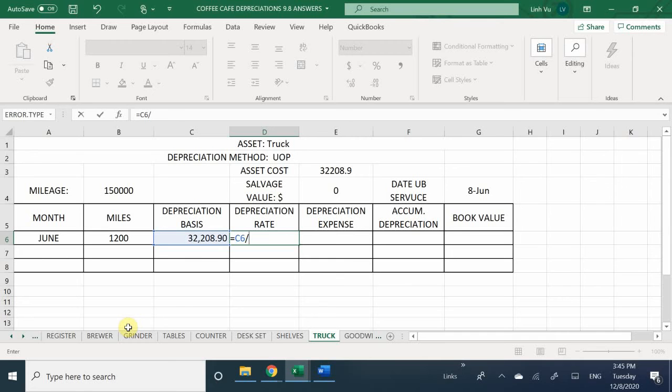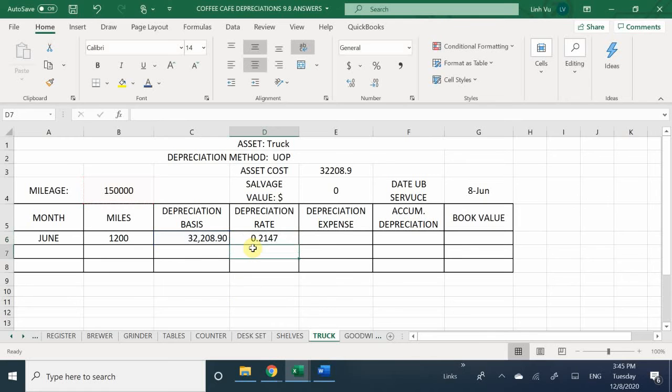Is that percent? Yeah, it's a yeah. Mileage, which one? 150,000. Yes, the total capacity of your estimated units that it can produce. Okay, so there you should get this long, huge rate or something like that.